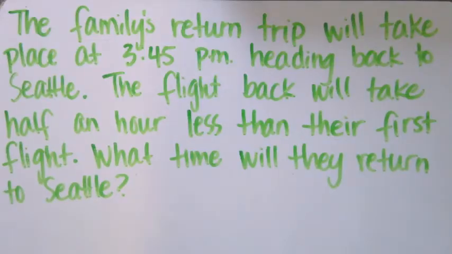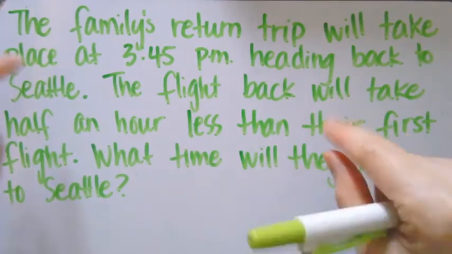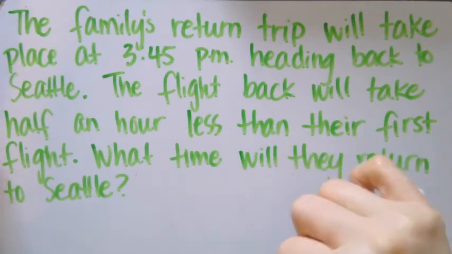All right, so our second word problem is the family's return trip will take place at 3:45 p.m. heading back to Seattle. The flight back will take half an hour less than their first flight. What time will they return to Seattle? All right, so we do need some additional information from the previous word problem. And before we get to that, we want to go back into this word problem and highlight what information we need in order to solve.